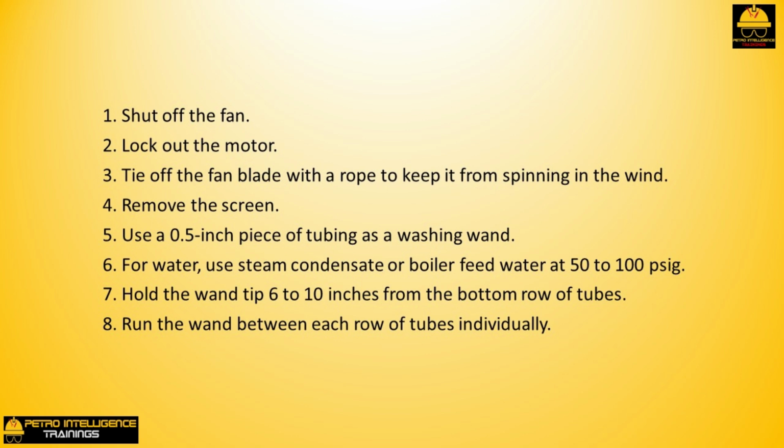5. Use a 0.5-inch piece of tubing as a washing wand. 6. For water, use steam condensate or boiler feed water at 50 to 100 psig. 7. Hold the wand tip 6 to 10 inches from the bottom row of tubes. 8. Run the wand between each row of tubes individually.